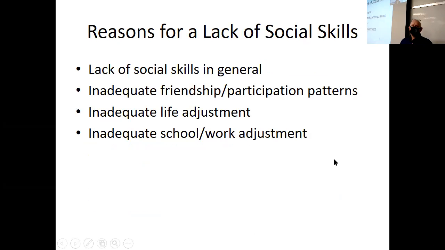So, reasons for a lack of social skills can be lack of social skills in general. Some people haven't had the opportunity. I always talk about my kids. I'm sorry, I'm kind of proud of them. I like them okay. I still think I'm going to keep them. But my 4-year-old, he has yet to go to pre-K or school. He has primarily been with my mother and father during the day while we're at work. So, how do you think his social skills are when he gets around a bunch of kids?